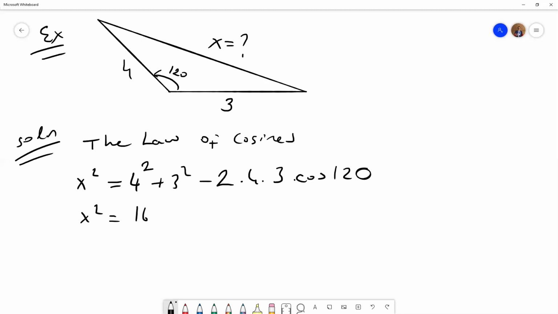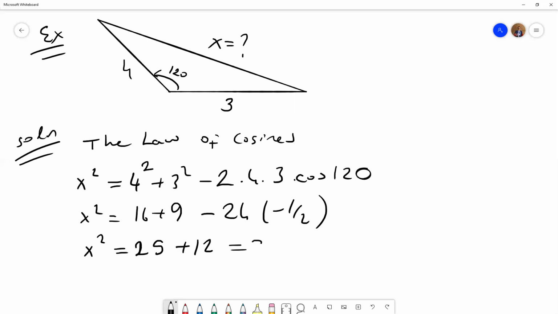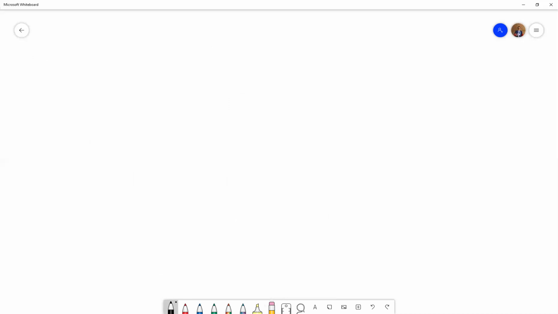And if we do the addition and multiplications, whatever manipulations, here 9 minus 24 times minus 1 over 2, cosine 120. Yeah, and x squared is equal to 25 plus this one, which is 37. x is equal to square root 37 is the answer. Now another question.